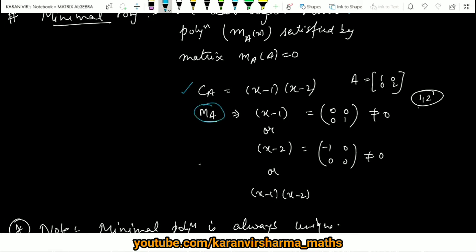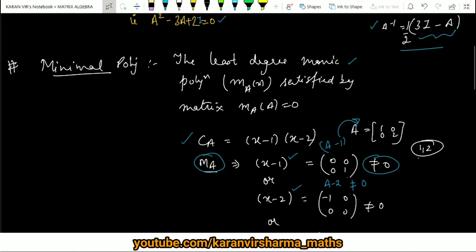Whenever we are asked to calculate the minimal polynomial, we'll be writing all the choices, that is either it can be x minus 1 or x minus 2 or the product of both. Now if you calculate the value of x minus 1, what is x? That is basically A minus 1. What you are left with is this matrix 0 0 0 and 1, which is not equal to the 0 matrix. Similarly, if you calculate the value of A minus 2, this is again not the 0 matrix. So finally the product will obviously satisfy our equation, by the definition of Cayley-Hamilton theorem. Our task is to find the least degree monic polynomial which satisfies our matrix.